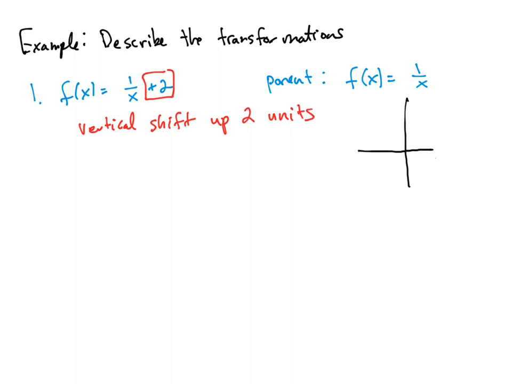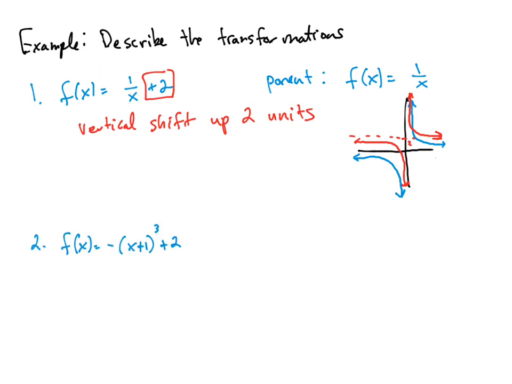And if we wanted to see what this graph looks like, well, let's think about the parent function. There's 1 over x. So if we wanted to shift this up 2 units, well, now we're going to have the asymptote at 2. So it's maybe not very clear to see, but that whole function gets shifted up 2 units.